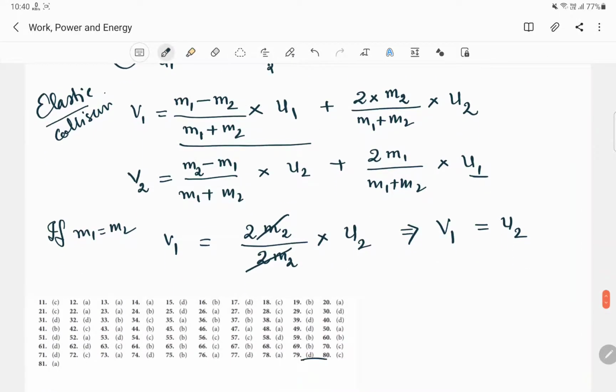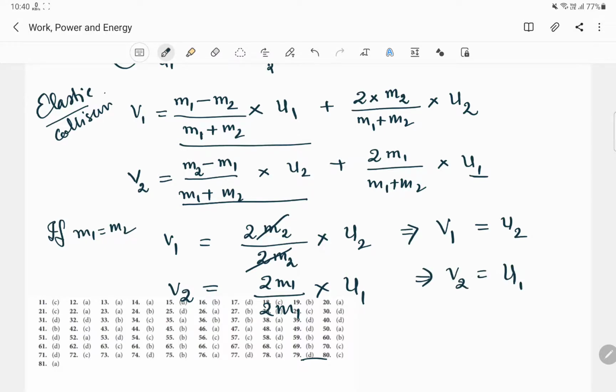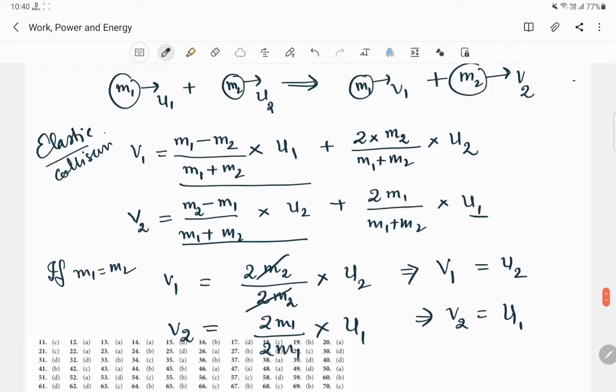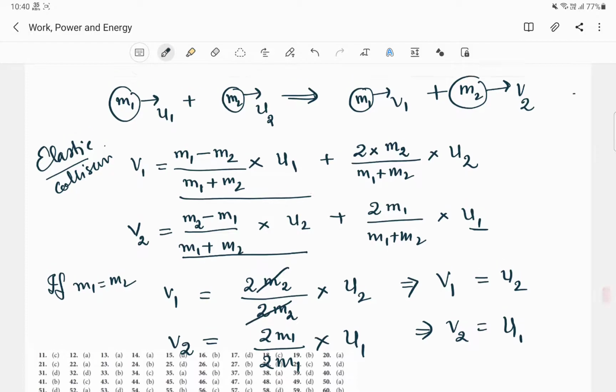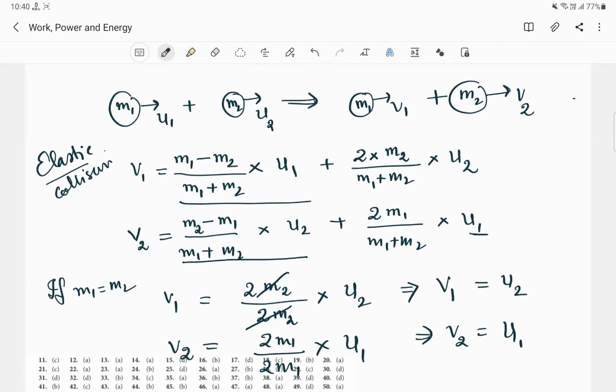And what about the second? For the second particle, this term will be 0, and it will be twice m1 divided by twice m1 into u1, therefore v2 will be equal to u1. That means their speed gets exchanged, their velocity gets exchanged. Here the value of v1 is equal to u2. And what about the velocity v2? It is equal to u1. Simply we can say that for the collision of two equal masses, if the collision is elastic in nature, then they will simply exchange their velocity.